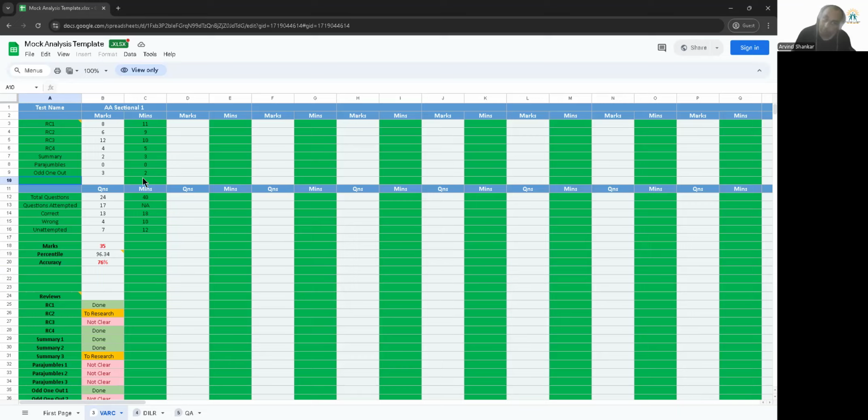Whatever marks you got, how much time you invested. Always include the time that you invested. Total questions 24, minutes 40, everything you have to put down. Everything that is black, you have to put down. Then you put down the percentile that you got, also the marks that you got. Accuracy will be automatically calculated. You don't have to do it. Everything that is black, you need to put in. Now here, you're including the genre. Here, percentile you have to put in.